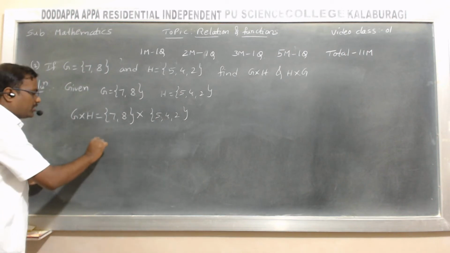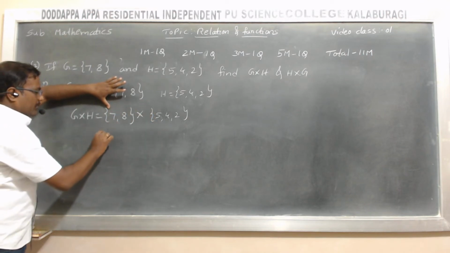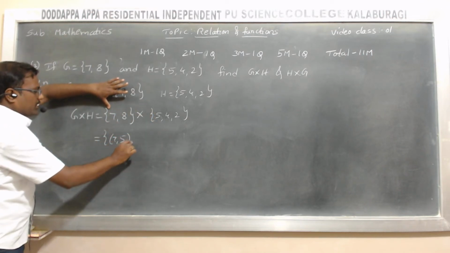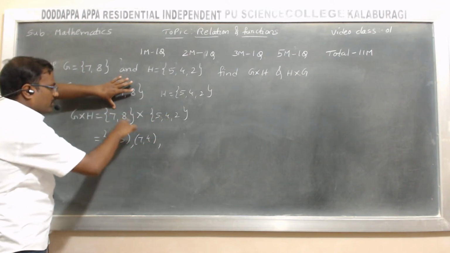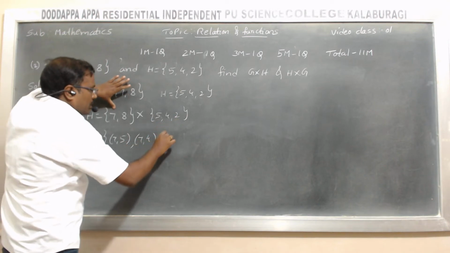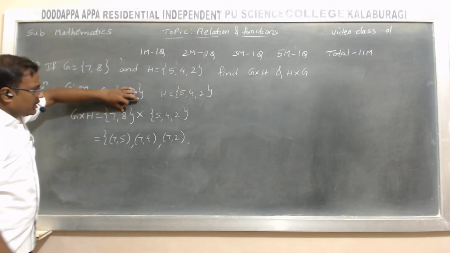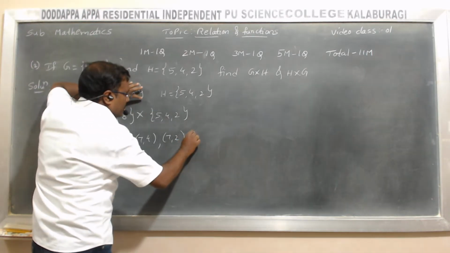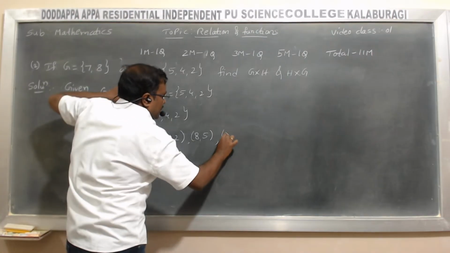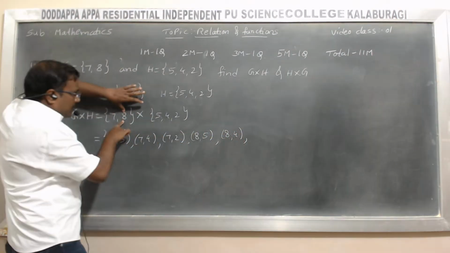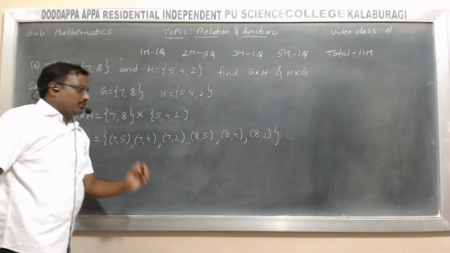Now, as usual in Cartesian product, the first element is related to the first element, that is (7, 5). First element is related to the second element, (7, 4). First element is related to the third element, that is (7, 2). Similarly, the second element is related to the first element, (8, 5). Second element is related to the second element, (8, 4). Second element is related to the third element, that is (8, 2).